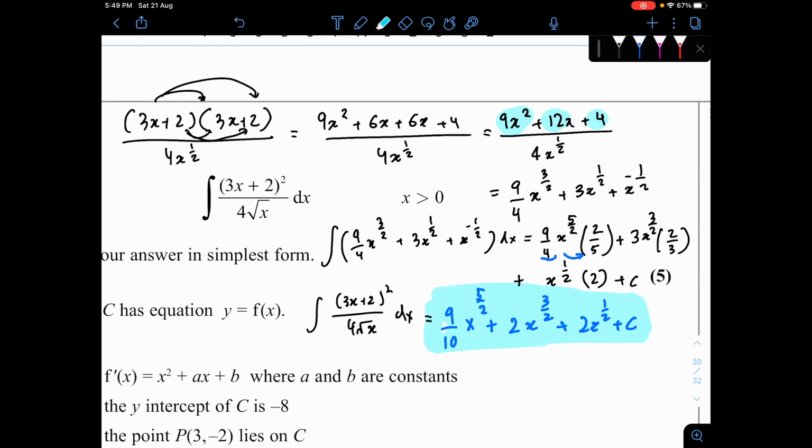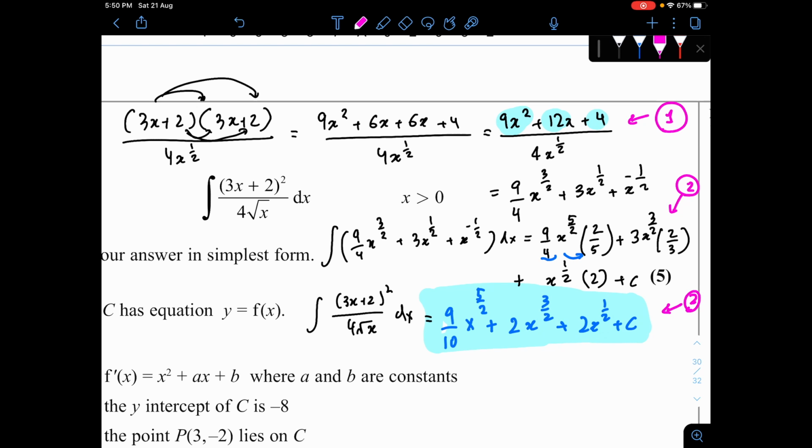So what are the marks for this? You get 1 mark for splitting them into terms. You get 2 marks at the end to integrate it properly, and 2 more marks at the end to get this and plus c. So 2 here and 2 here.